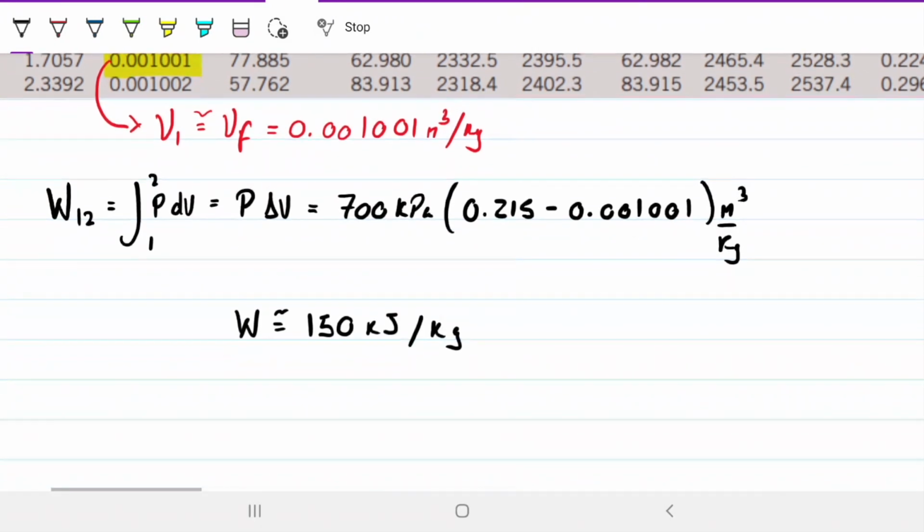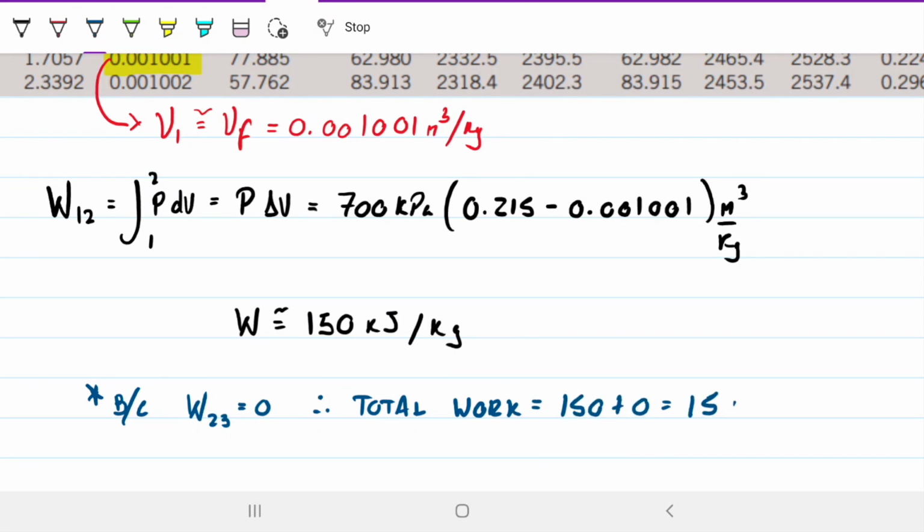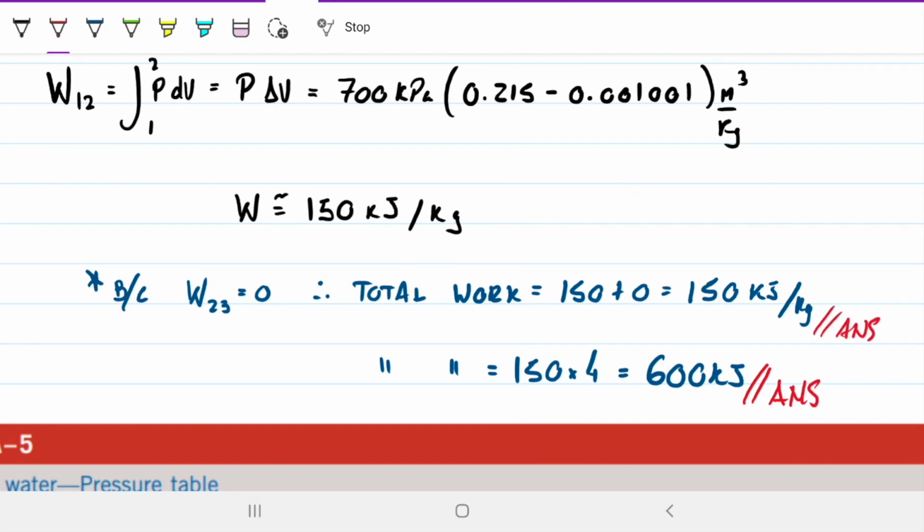Okay, so let's just do a little extra bit here. Because work from 2 to 3 is 0, then total work equals 150 plus 0, which is 150. And if we want to consider the mass, then we need to multiply that by 4. So total work also equals 150 times 4, which gives us 600 kilojoules. Right, so that is total work. That's also total work. Cool.